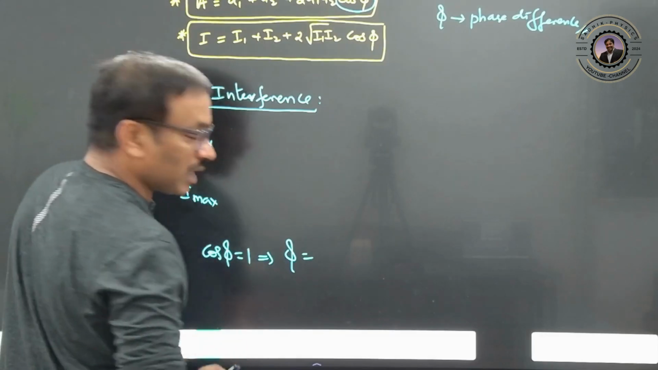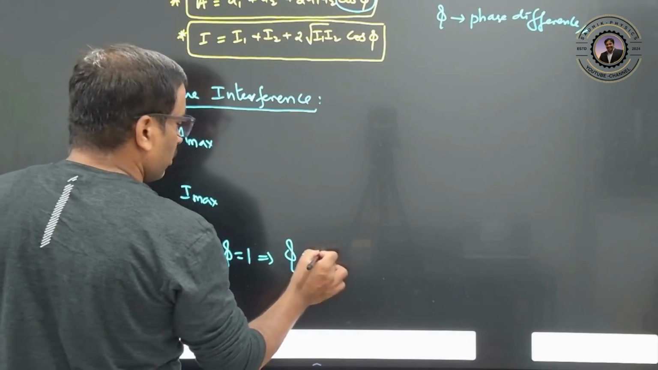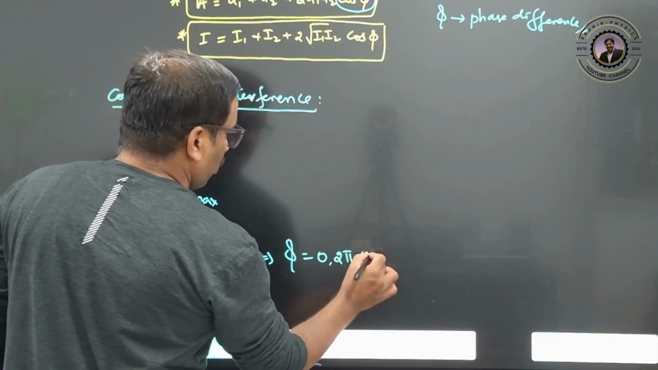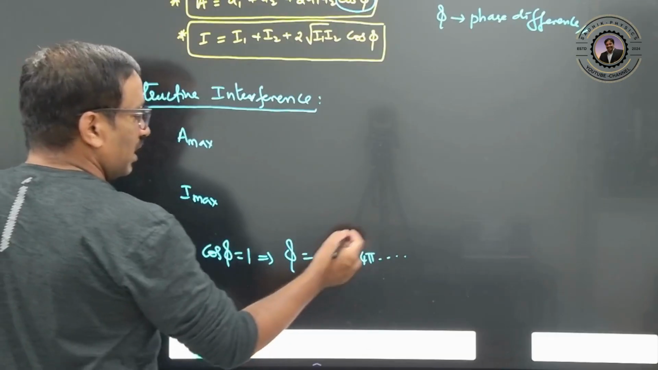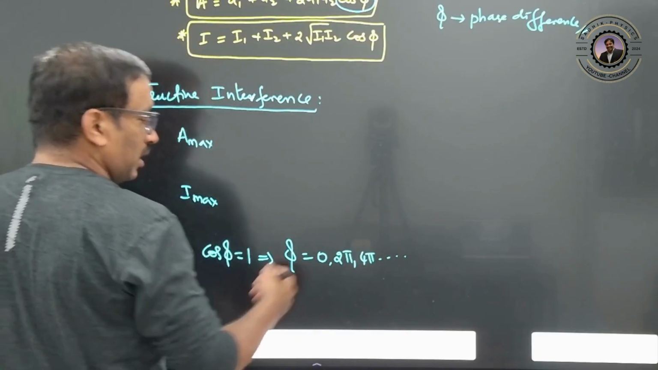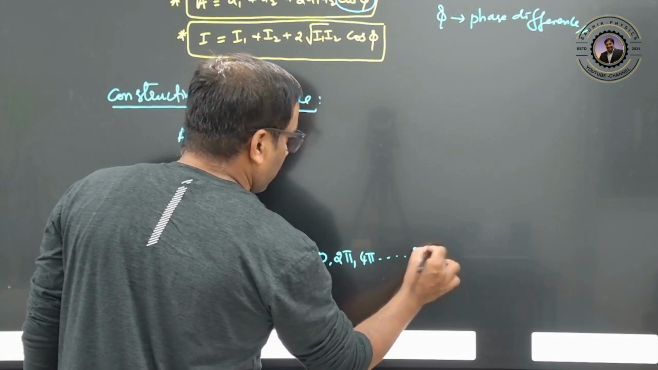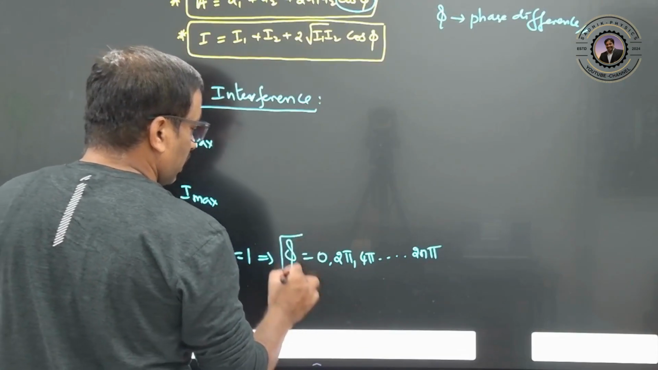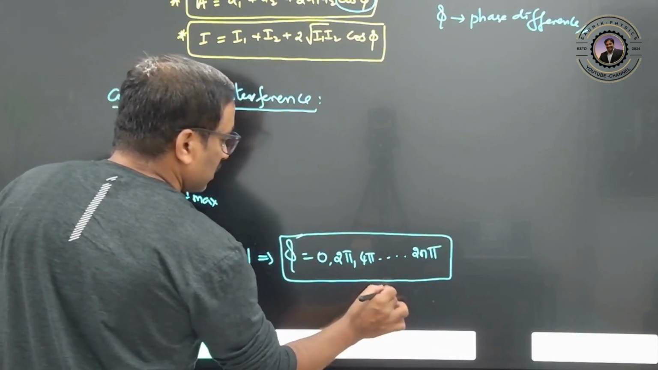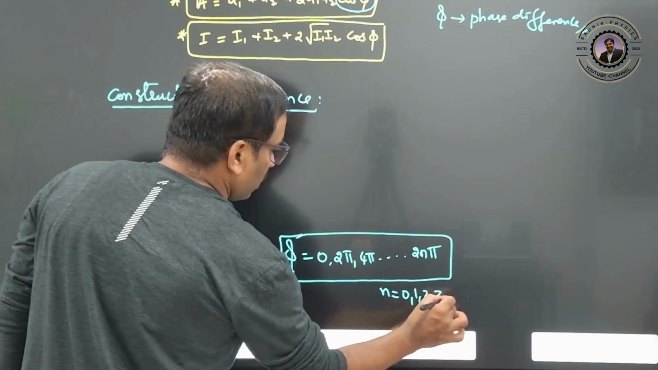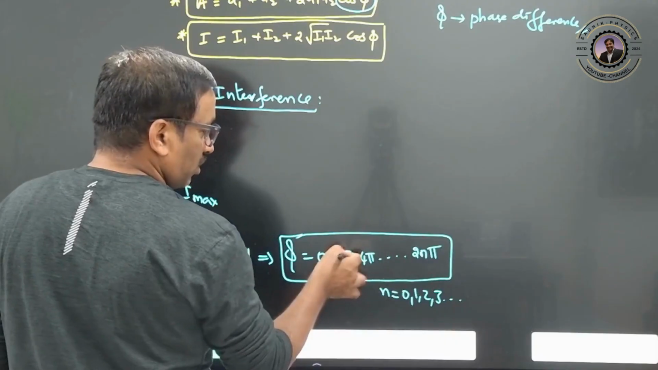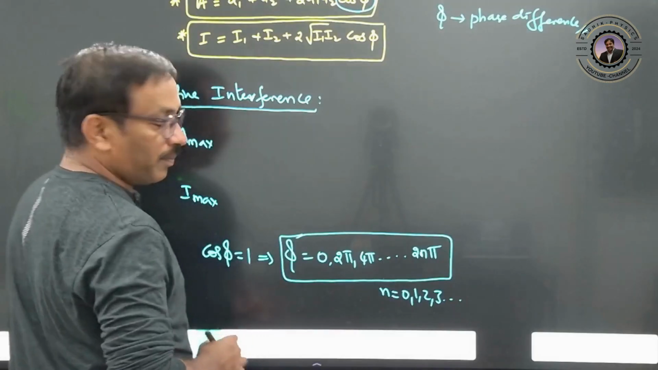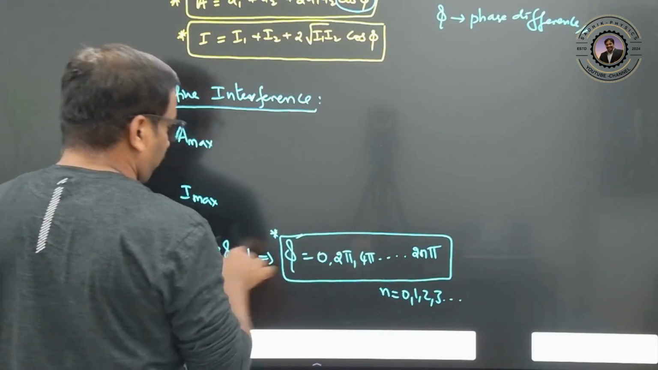So what are the possibilities now? Phi can be 0, so cos 0 is 1. The next one is 2 pi, the next one is 4 pi, and so on. So generally we can write it as a multiple of an even number, therefore 2n pi, where n starts from 0, 1, 2, 3, and so on. So 0 gives 0, substituting 1 gives 2 pi, substituting 2 gives 4 pi, like that. Clear? So this is your phase difference where cos phi will be equal to 1.